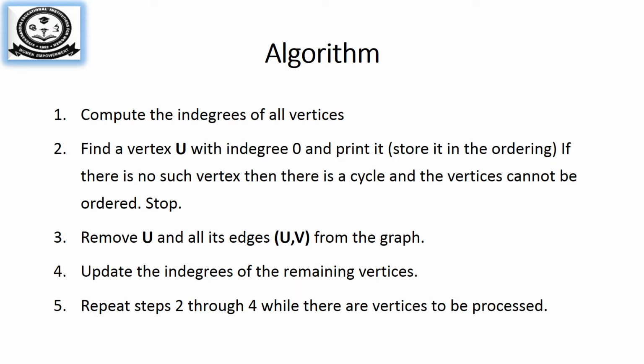So the first step is to compute the in degrees for all the vertices. Then select the vertex whose in degree is 0 and print it in the store or push it into the queue for printing purpose. After that, you remove the vertex with all its edges that are connected to it. After removing, again you update the in degree for the remaining vertices and repeat steps 2, 3 and 4 until all the vertices are processed.